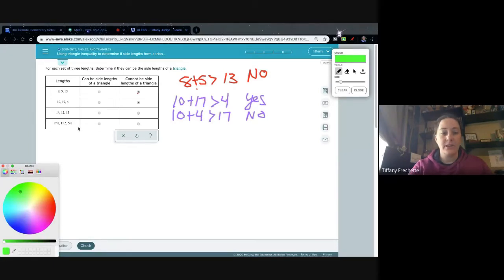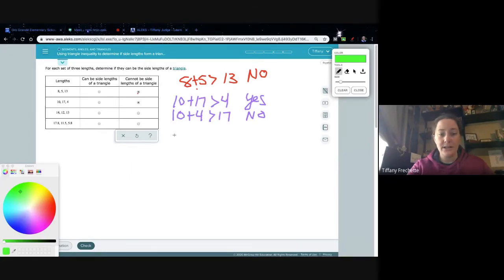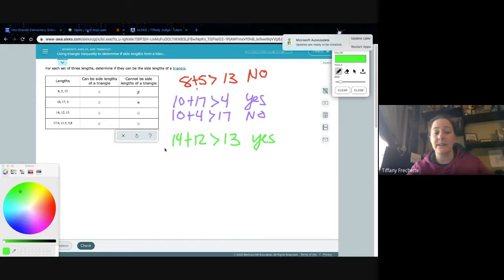All right, so I'm going to go 14 plus 12 is greater than 13. So 14 is already bigger than 13. And if I add something to it, it's still going to be bigger. So I already know that's a yes. I don't even actually have to do the addition there. If you did, you'd get 26. But because 14 is bigger, we already know that the two added together will be bigger.